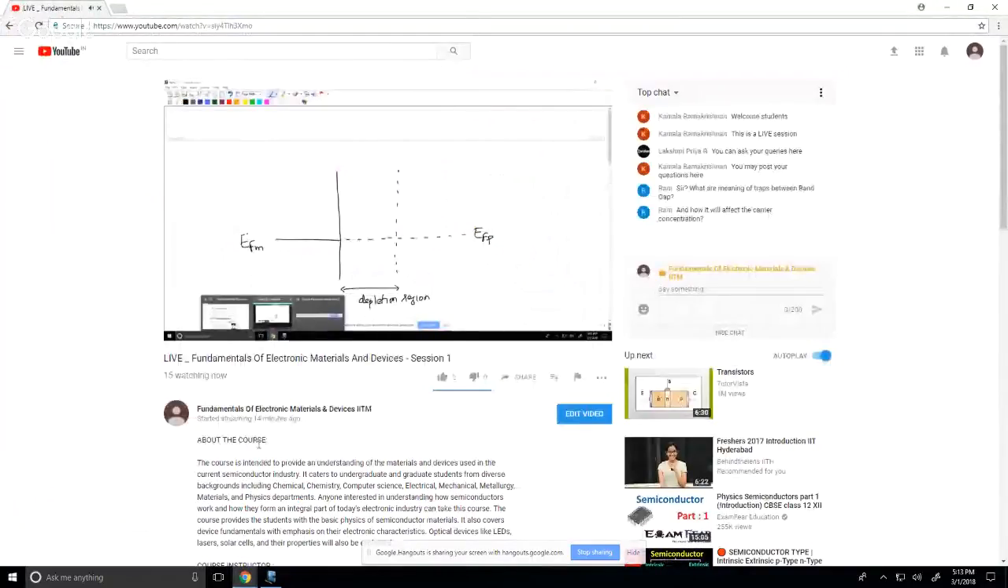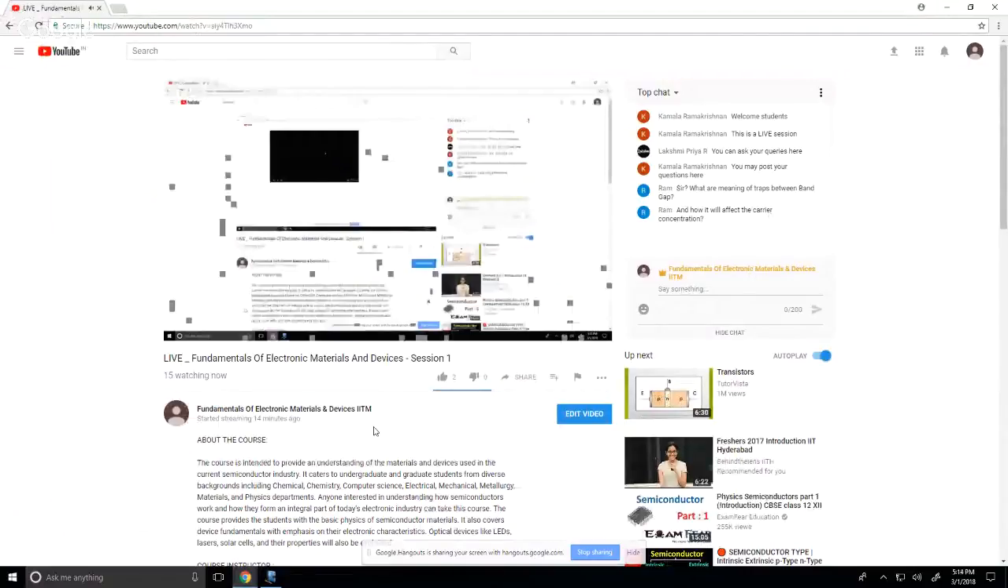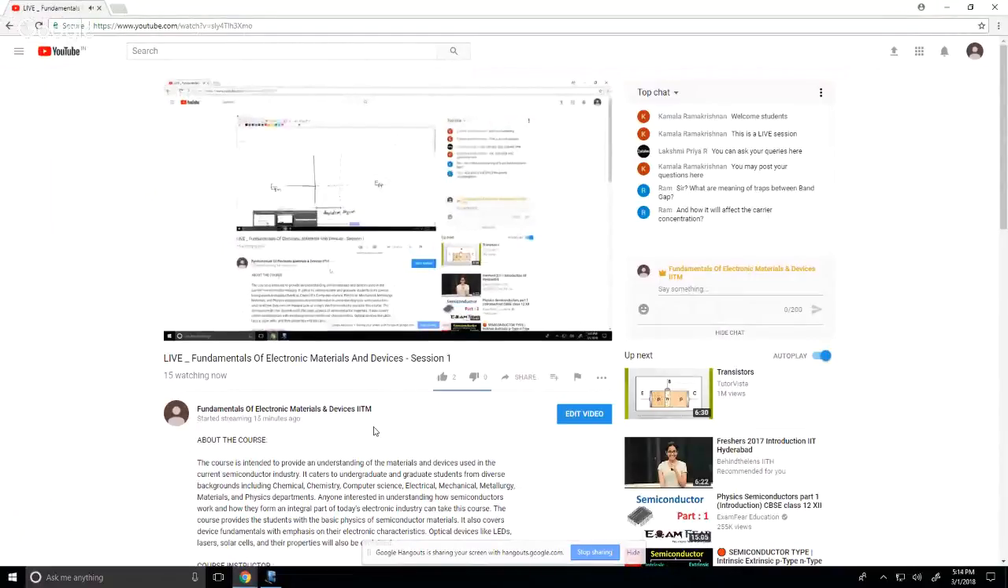So, guys, I'm just reading some of the comments. Let me actually finish explaining the formation of the equilibrium for the Schottky junction, and then I will try and address some of the comments. Okay. So, let me just get back to this diagram.